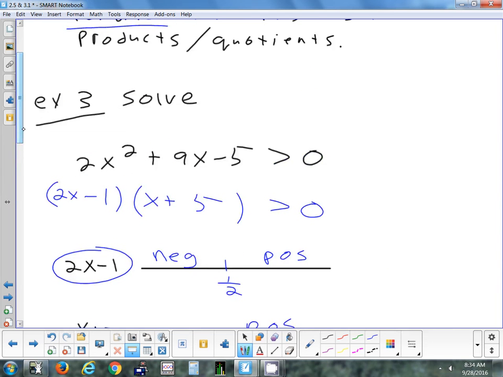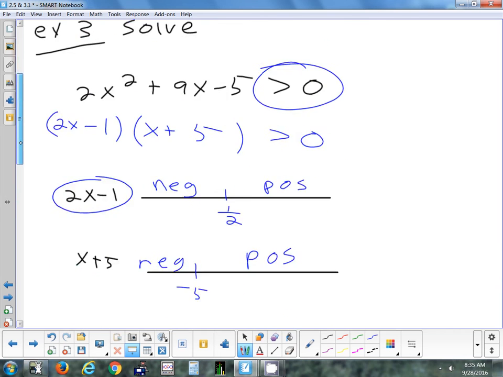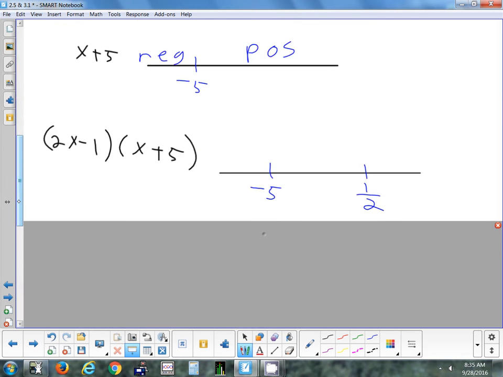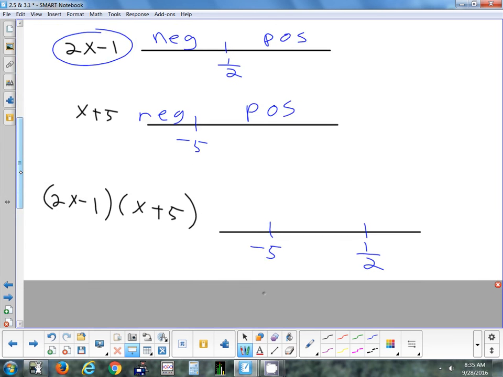And why do I want to do that? Because that'll answer this question. If I can figure out where things are greater than 0 or positive, that's the answer to this question. Where are things greater than 0? Where are they positive? Right, so now I just have to figure out which of these 3 sections are positive. Okay, so we're multiplying the 2 factors together.